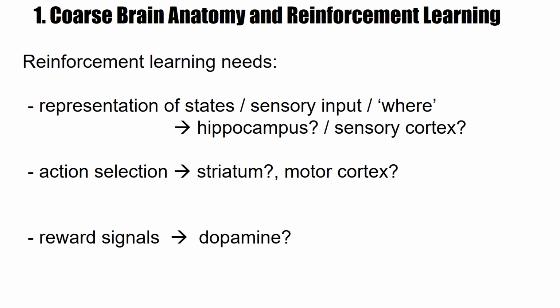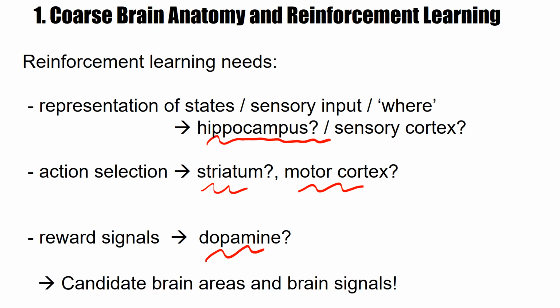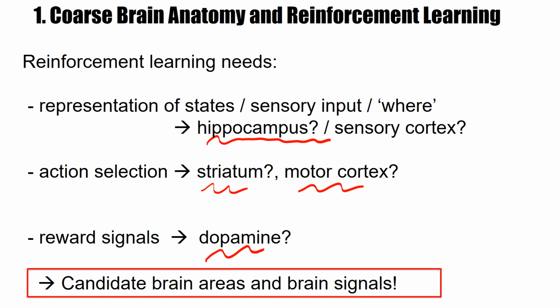So we said reinforcement learning needs a representation of states, the where, the sensory input. Candidates for us are the hippocampus, maybe also the sensory cortex. Reinforcement learning needs action selection. Good candidates are the striatum and maybe also the motor cortex. The reinforcement learning framework needs reward signals. A good candidate is the dopamine signals that are sent out from deep nuclei in the brain. So we have candidate brain areas and candidate brain signals that we can relate to reinforcement learning.